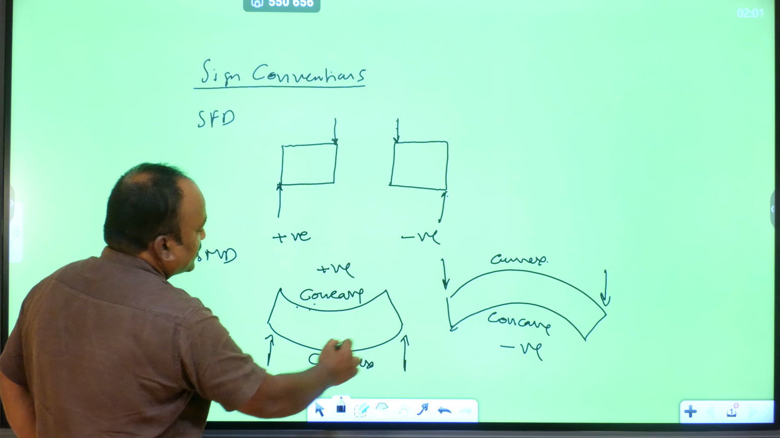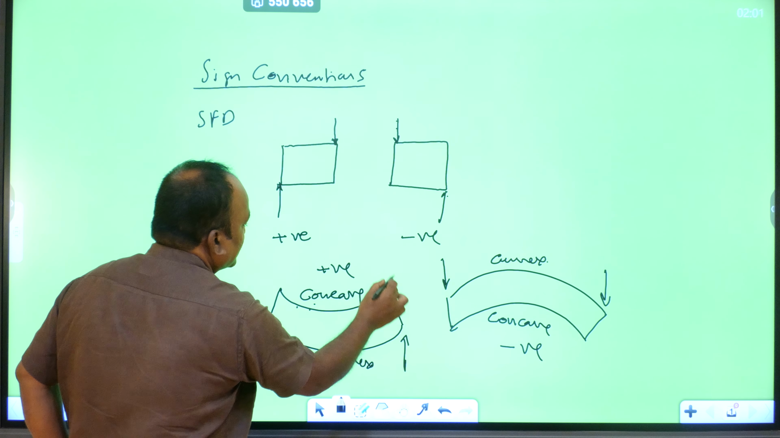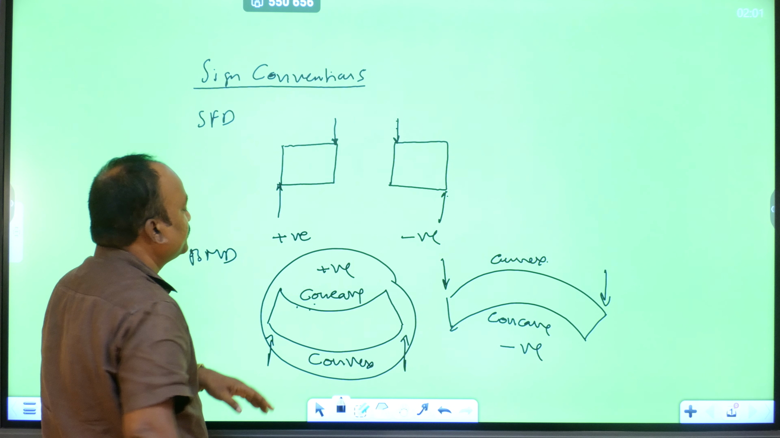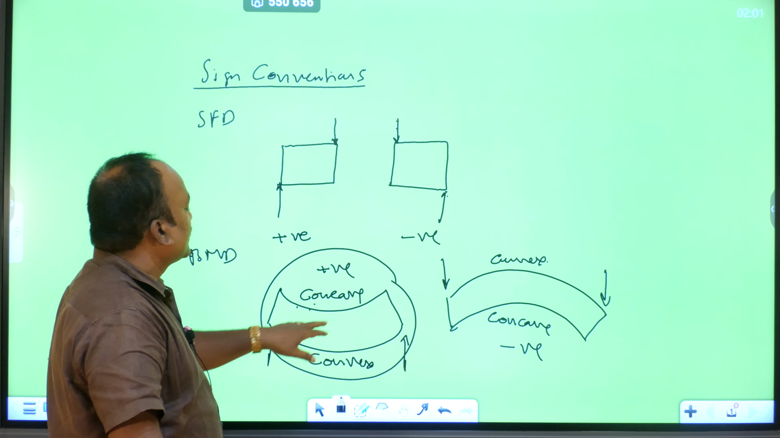Positive means in this case the beam is sagging. So this type of curvature is sagging. This type of curvature means hogging. This is the sagging, this is the hogging.